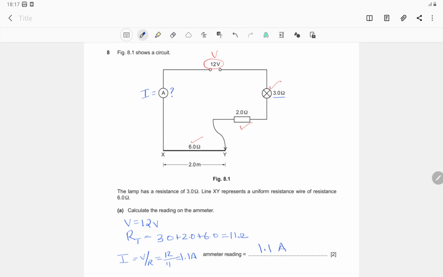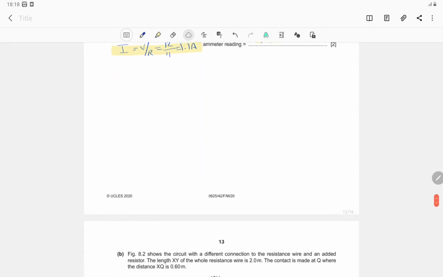Please don't forget to write the unit of current in order to score full marks. Here the first 1 mark belongs to finding the total resistance by adding all resistors and using the equation I is equal to V over R. You have to write these two steps in order to score 1 mark, and the other 1 mark is for writing the final answer with unit. Let's go to the next part of the question.